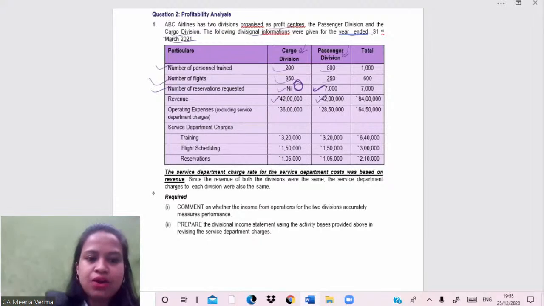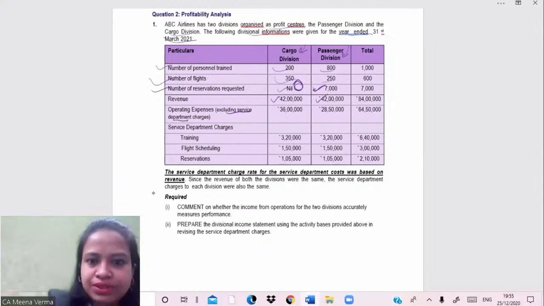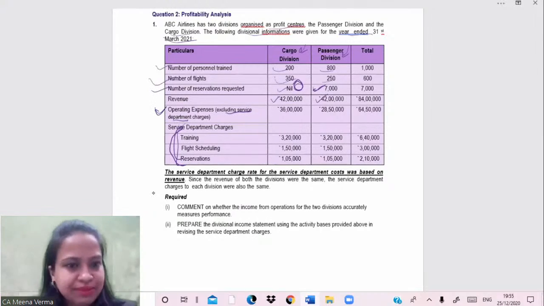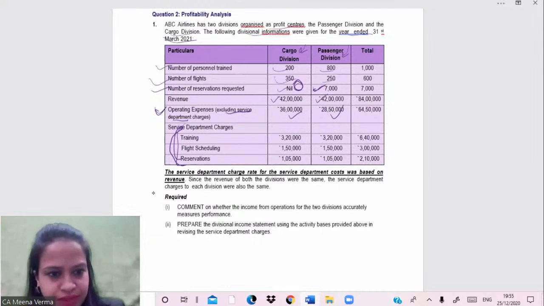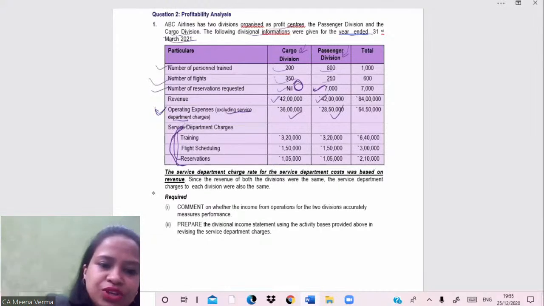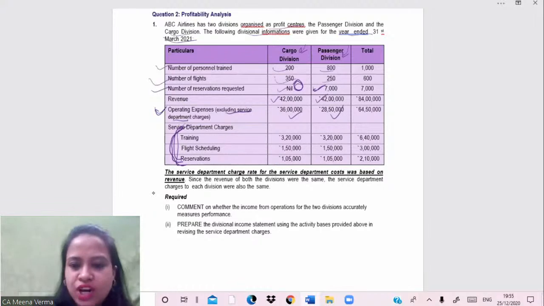Now next, operating expenses excluding the service department. Excluding the service department expense means excluding this expense, we have these operating expenses. Now operating expenses are this for the cargo division and this for the passenger division. Now let us see the information related to service department charges.